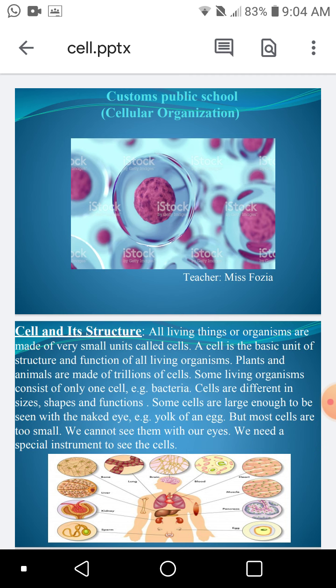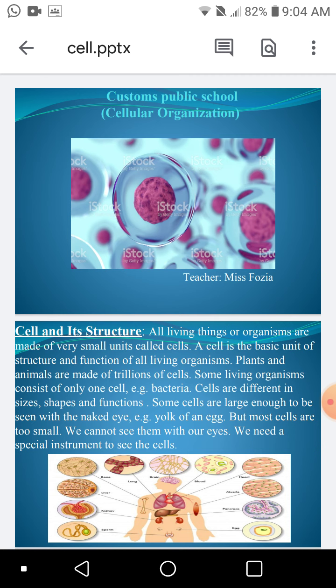The term cell was first used by an English scientist, Robert Hooke, in 1665. He observed tiny box-like structures in a thin slice of cork under a microscope. He called these structures cells. A cell is so small that we can't see it with the naked eye. We use a microscope to see its structure.